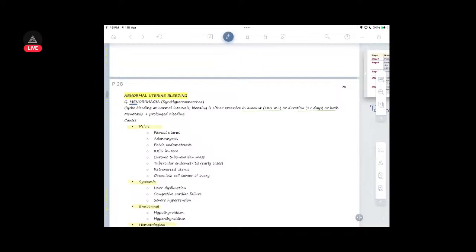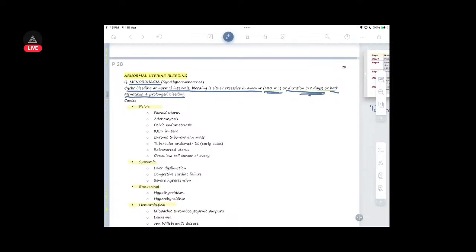Abnormal uterine bleeding: menorrhagia is cyclical bleeding at normal intervals. Bleeding is either excessive in amount, more than 80 ml, or in duration, more than 7 days, or both. Menometrorrhagia is prolonged bleeding.